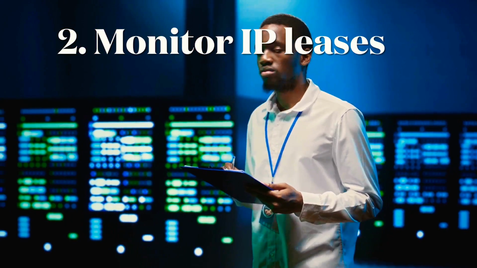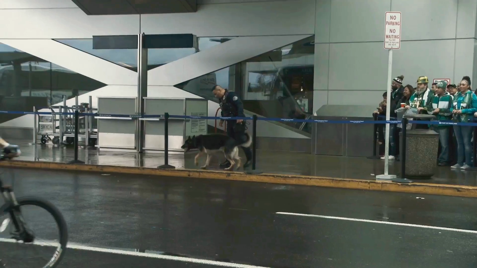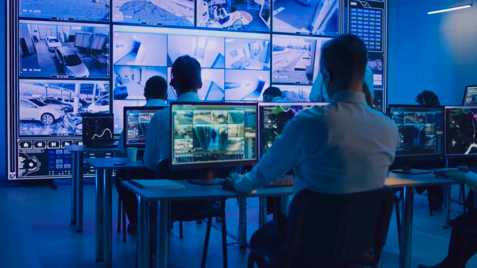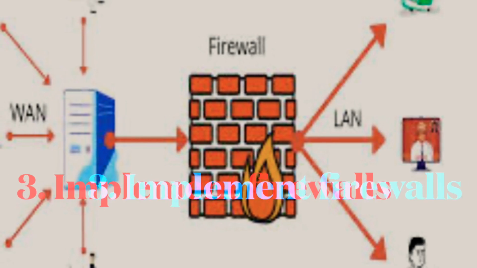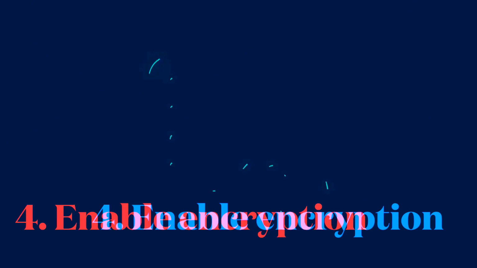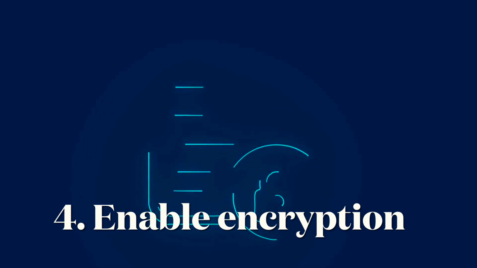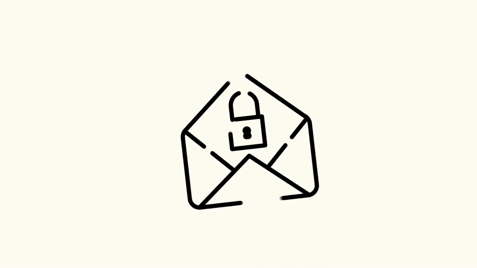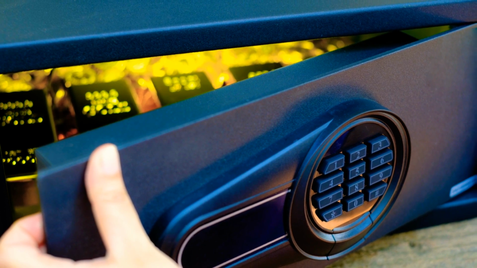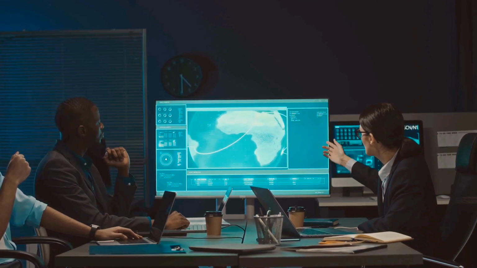2. Monitor IP leases. Keep an eye on who's getting what address. Ever had a guard dog? That's what monitoring tools are. They sniff out suspicious activity and sound the alarm. 3. Implement firewalls. These act as gatekeepers, stopping unauthorized access. 4. Enable encryption. This ensures communications between devices and the server are secure. Encryption ensures that communication between devices and the DHCP server is locked tighter than a safe. No prying eyes allowed. But even the best defenses are useless without awareness.